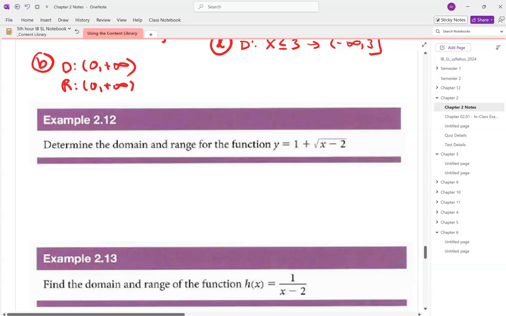What if we want to do domain and range for this guy? Well, the domain should be fairly easy, right? It's the same idea as the last one that we just did. So it should be greater than or equal to 2. Very good. So that should be what interval?